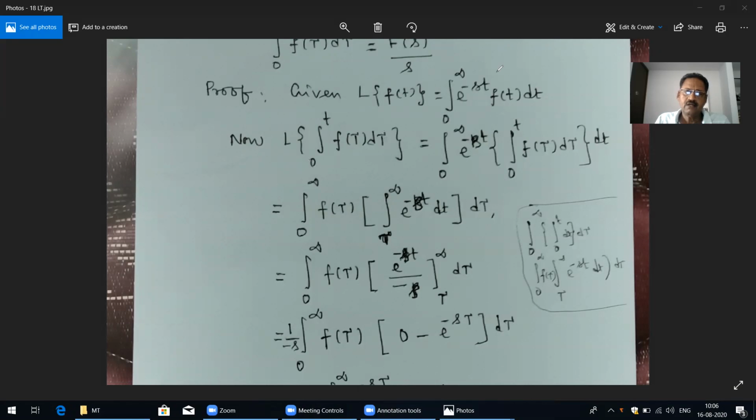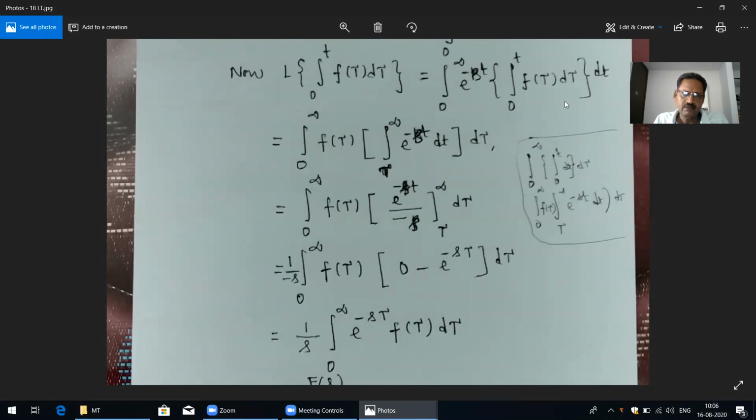Then after this, see here now. f of tau we take outside, because the integral variable here is t. Take f of tau outside, and the inner integral of e power minus st dt runs from tau to infinity, so we replace the limits here. Then the integral of e power minus st dt is minus 1 over s times e power minus st, over the limits tau to infinity, into d tau.